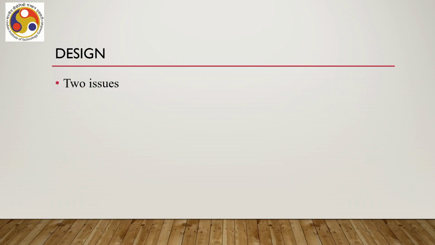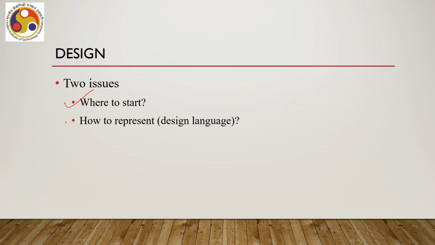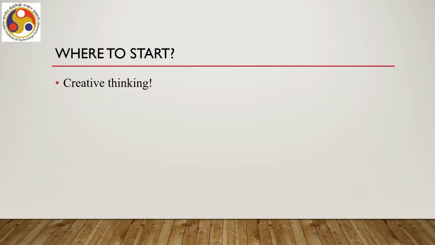Now, when we talk of design of interface and interaction, there are two issues. First is where to start, how do we start the design process, and how to represent whatever we have designed. In other words, we need to have a design language to express our design. The first thing is to start the process, and the second thing is whenever we are coming up with a design, how to express it so that we can brainstorm on it or we can refine it. Let us first talk about where to start.